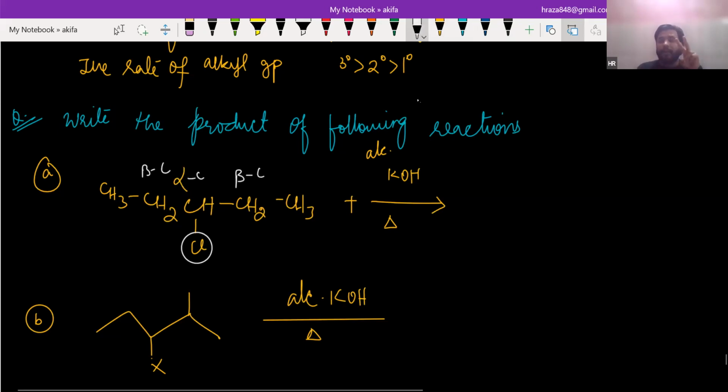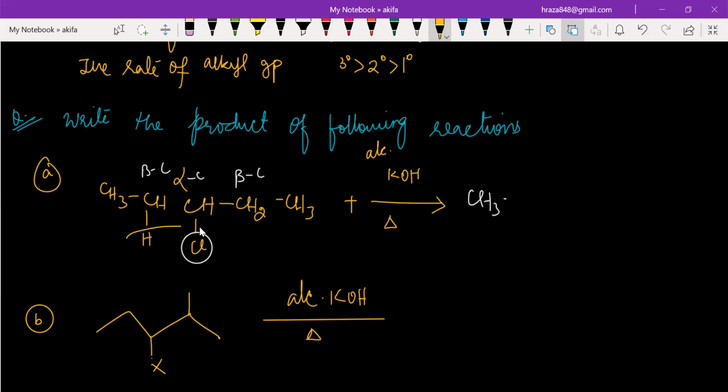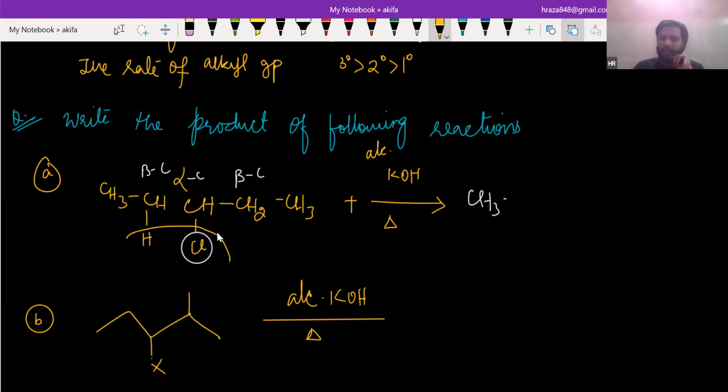When the number of alpha carbon is one, I'm just going to show you the CH3. Now can I write this as this? Yes. Now I'm going to remove this. If I remove this H and Cl, the double bond will be here. So CH3 CH double bond CH, and it will be CH2 and CH3.